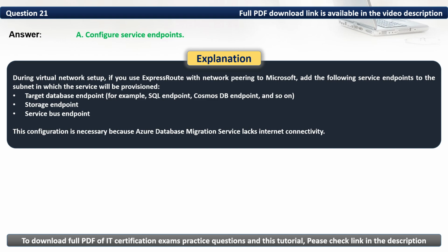During virtual network setup, if you use ExpressRoute with network peering to Microsoft, add the following service endpoints to the subnet in which the service will be provisioned: target database endpoint, storage endpoint, service bus endpoint. And this configuration is necessary because Azure Database Migration Service lacks internet connectivity.